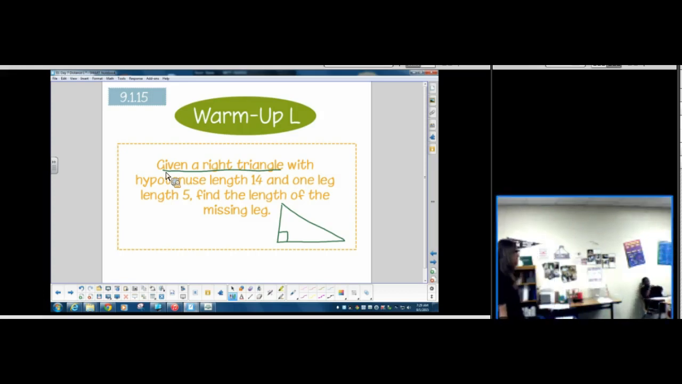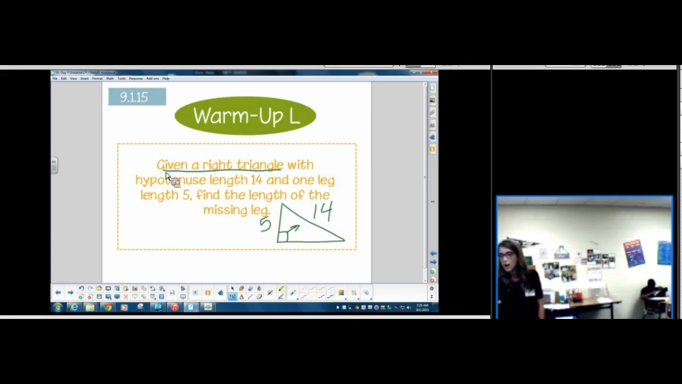How do I know which one the hypotenuse is? What did you say, Steve? It's the longest side. And if you're not sure which side is the longest side, then you just look away from your right angle, and that would be your hypotenuse. One leg has length of 5. So we'll put 5 here.